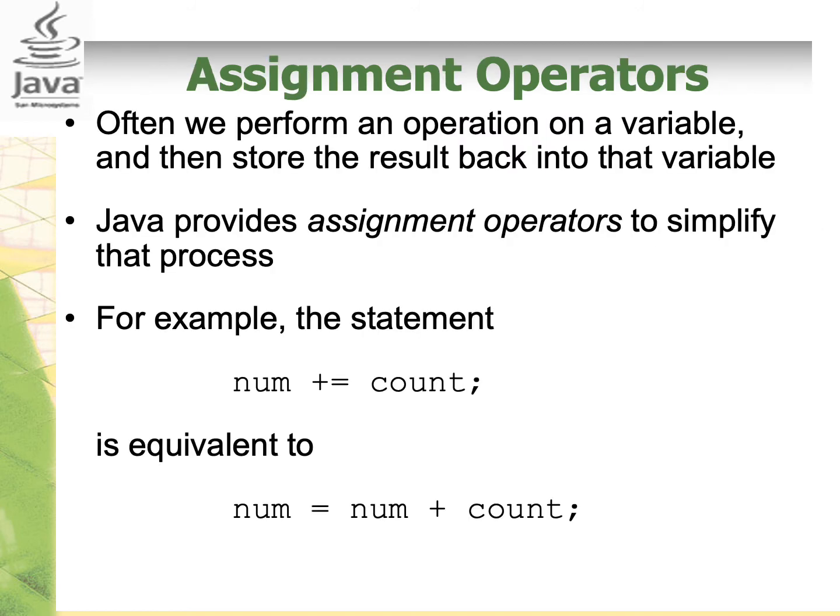Assignment operators can be combined with arithmetic operators, including minus, multiplication, division, and also modulus. For example, if we have num += count, that is exactly the same as num = num + count. Both of these have the same result. The += is basically to simplify the process, as we do not need to repeatedly write the variable again.